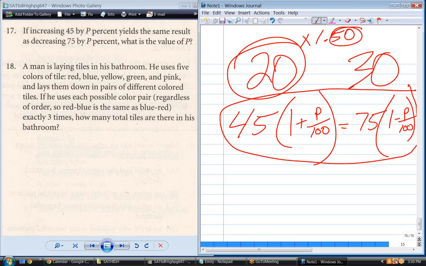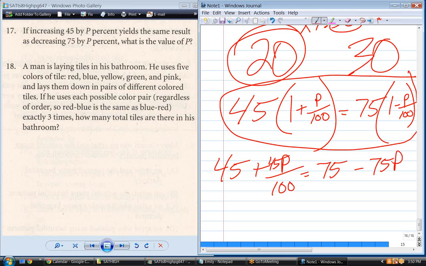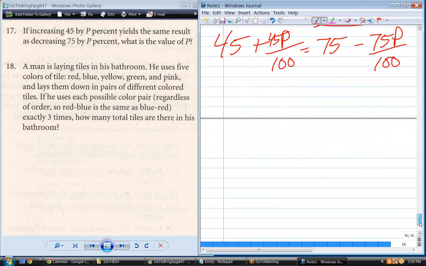Now we need to solve for p. So what do we have? 45 plus 45p over 100 equals 75 minus 75p over 100. What would be the next step in solving this for p? You do 30 equals... What's the easiest thing to do?